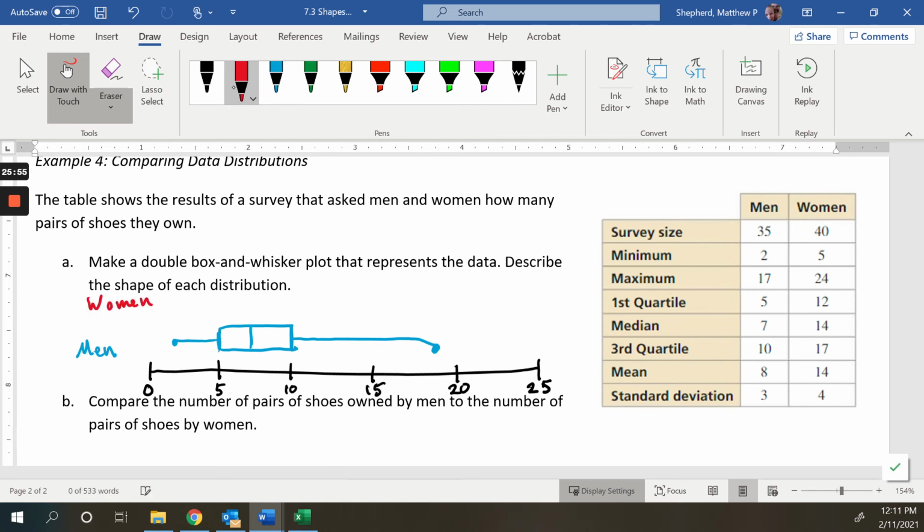All right, so now women, the minimum was at 5, the maximum at 24, first quartile at... No, first quartile for women should have been at 12. Median at 14. And third quartile at 17.